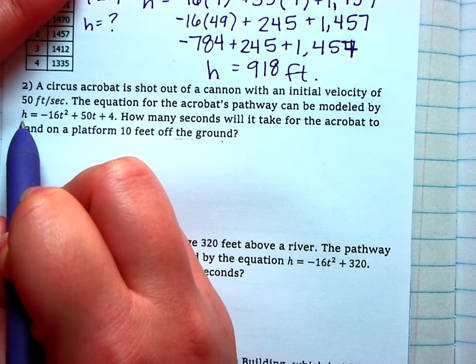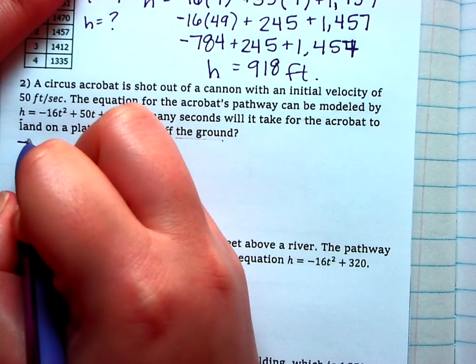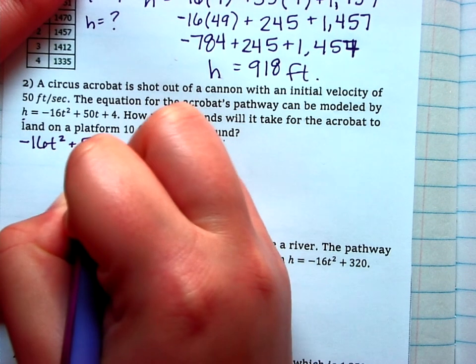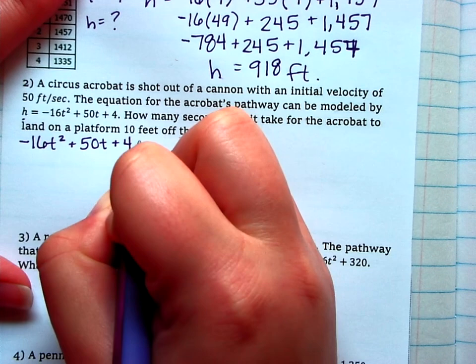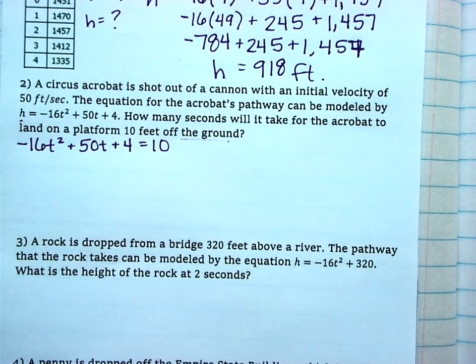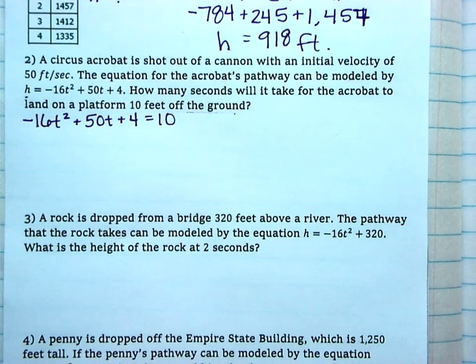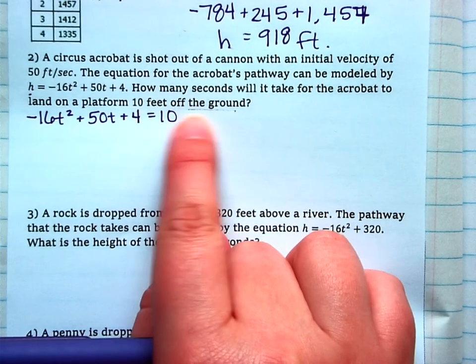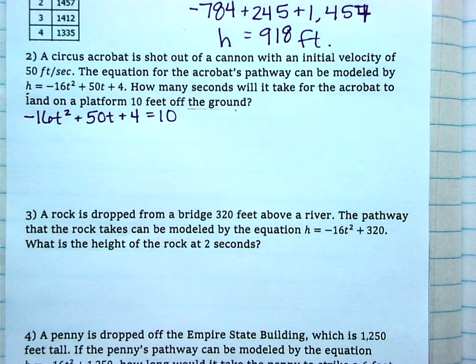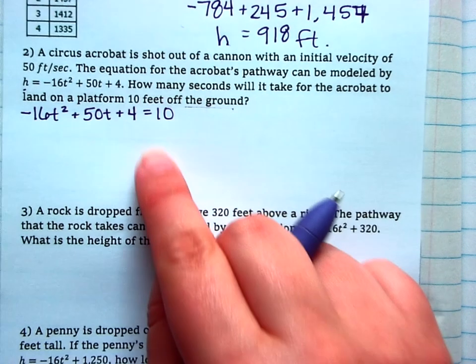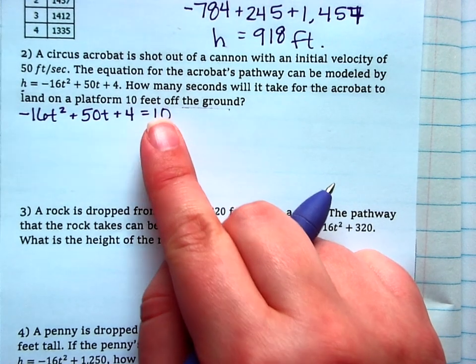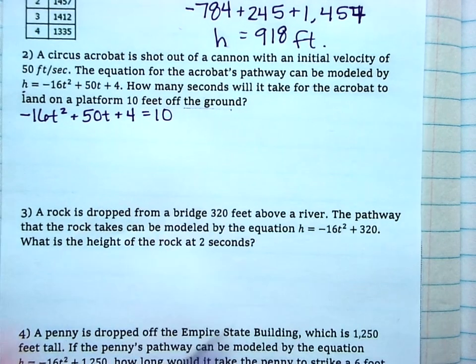The height is 10. So we are actually going to start by equaling the equation to 10. So instead of it being equal to 0, now it's equal to 10. They want us to know how long it will take for him to land 10 feet off the ground. We are going to solve it the same way we did before by using the quadratic formula. Remember, to use the quadratic formula, you have to make it equal to 0. So how can we make this 10 a 0?